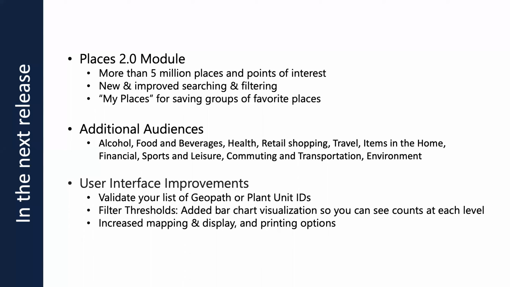A whole bunch of new audiences are coming. A range you can see them listed here: alcohol, food and beverages, health, retail, shopping, etc., travel, finance, sports, leisure, commuting, etc. So excited about that. So there'll be thousands of new audiences, as well as an improved places module, and then just a variety of user interface improvements, which I've actually talked about, I believe, on the last session, if you were on the session. But this ability to validate your list of Geopath and plant unit IDs.